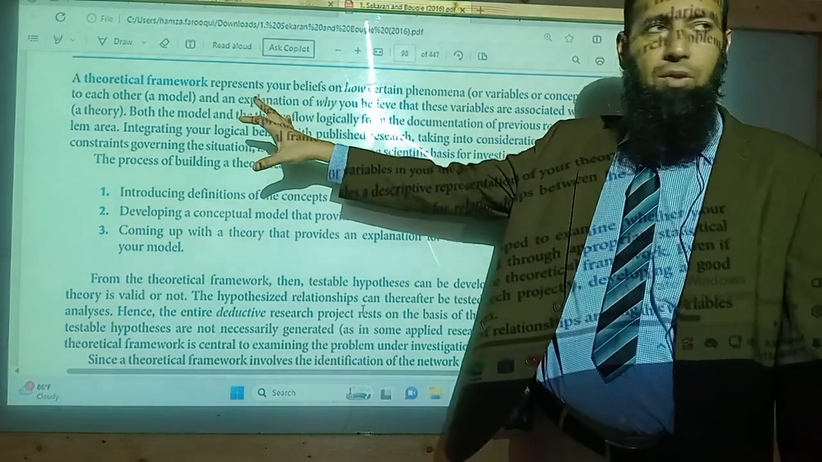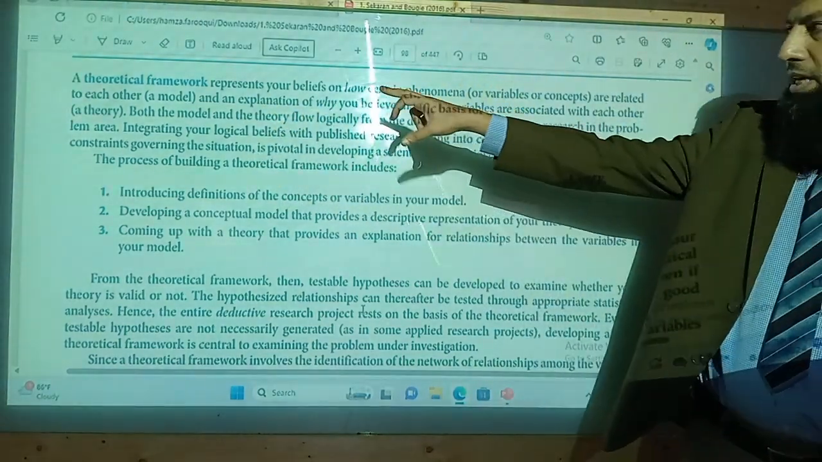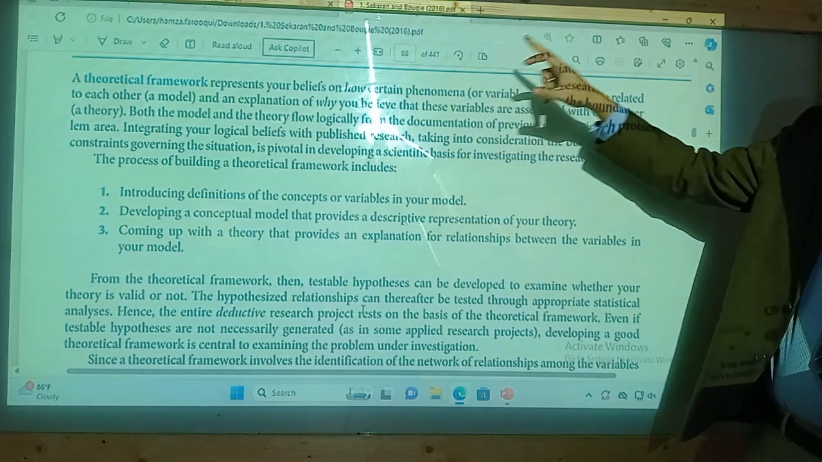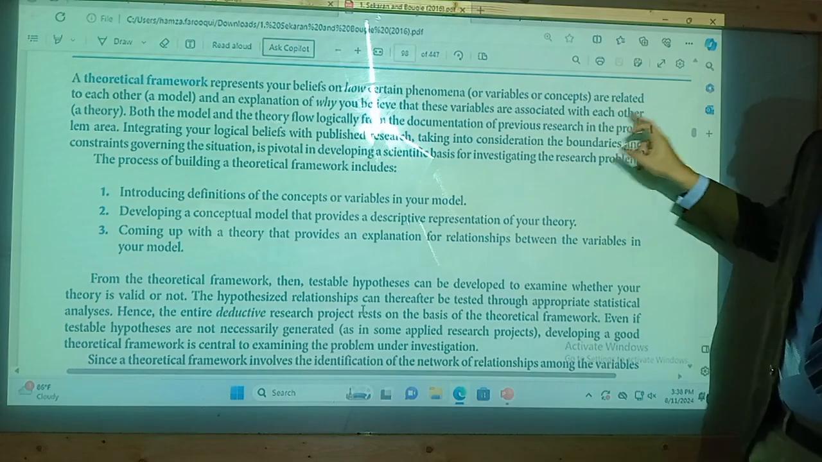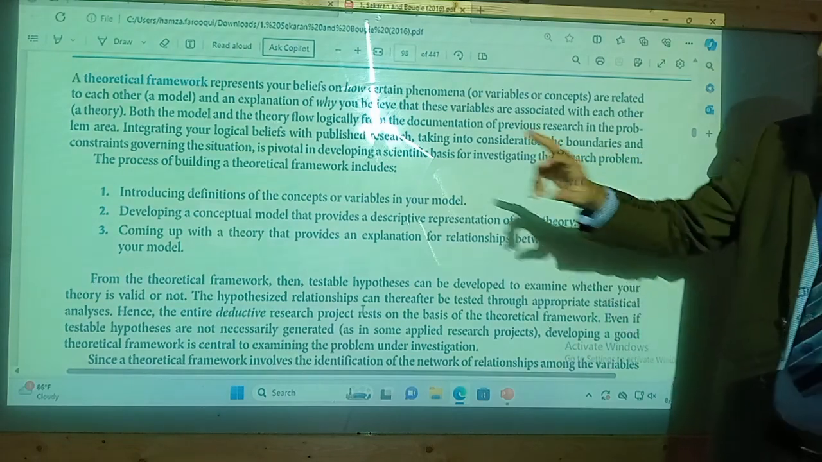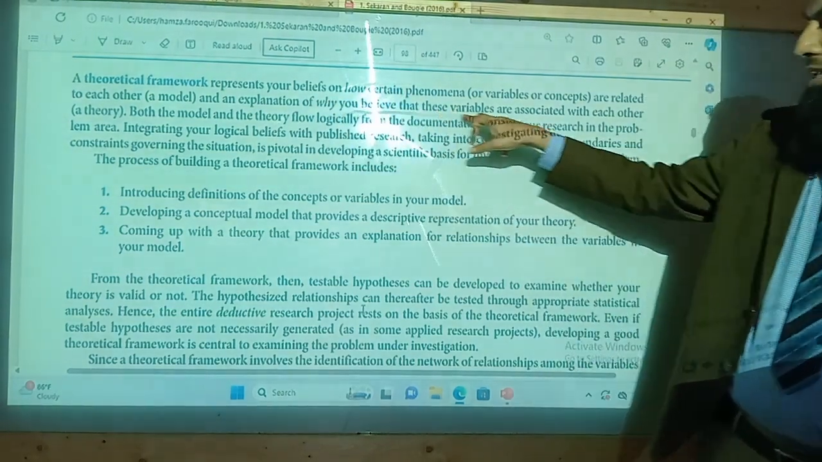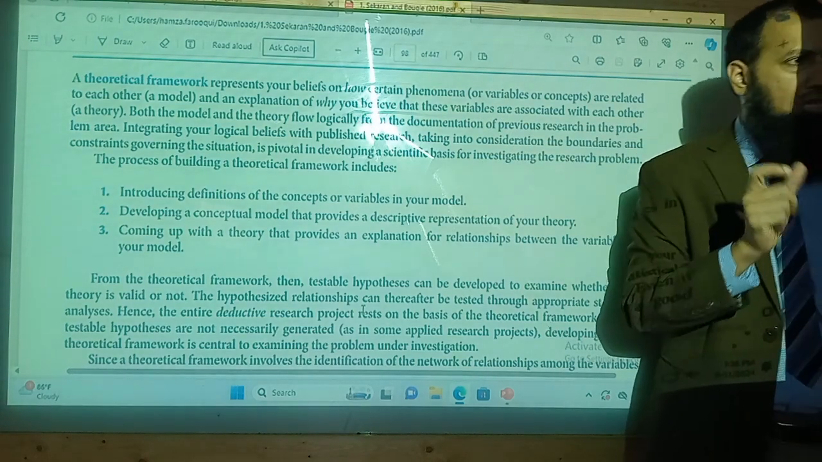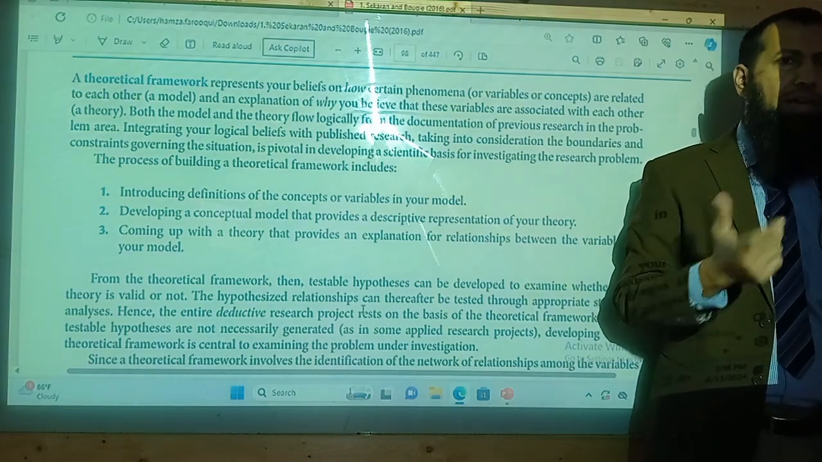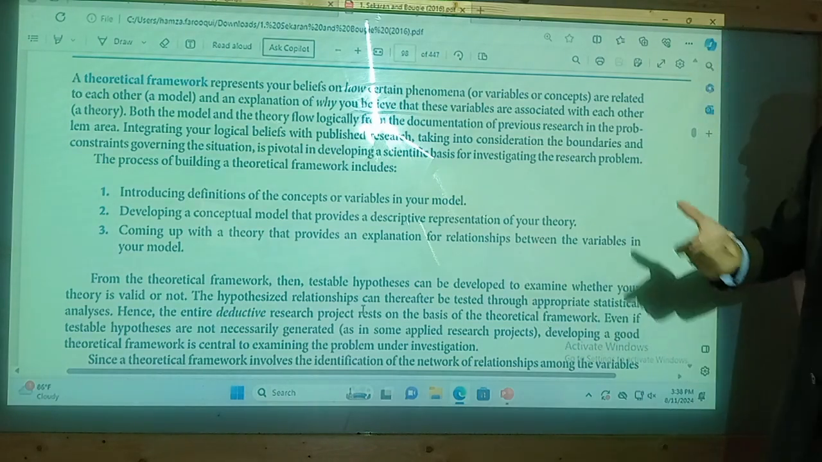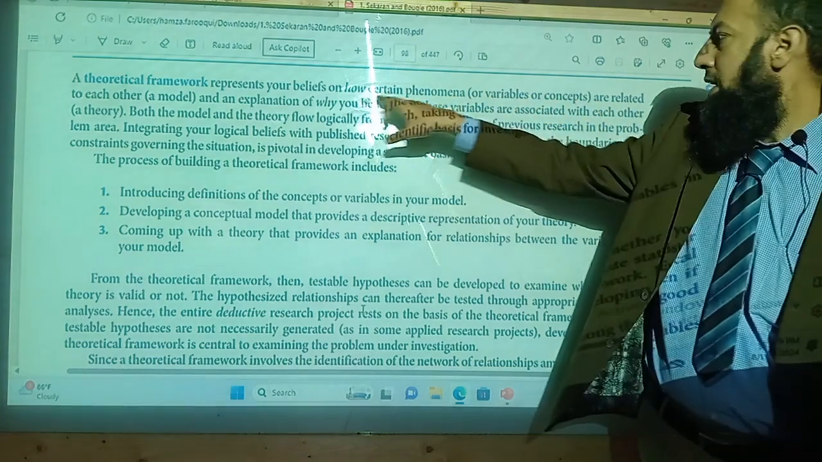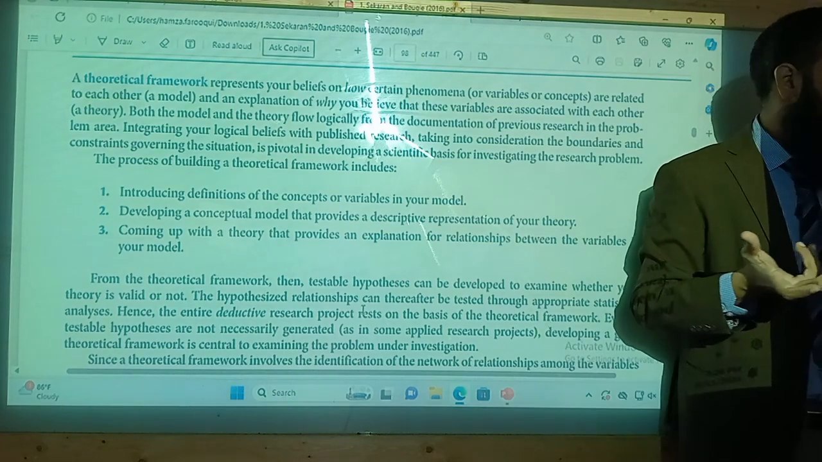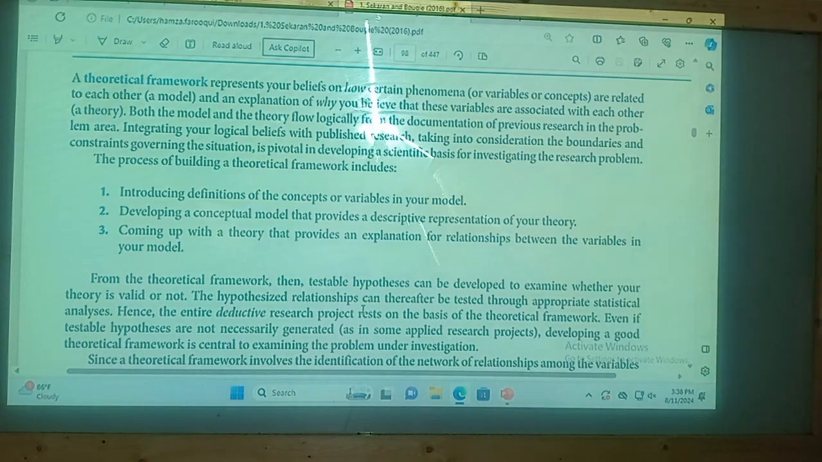Theoretical framework: what is it? It represents your beliefs on how certain events, happenings, phenomena, concepts, variables are related to each other, and an explanation of why you believe that these variables are associated with each other. So the why is the theory: why they are related to each other, and how certain phenomena are related to each other.